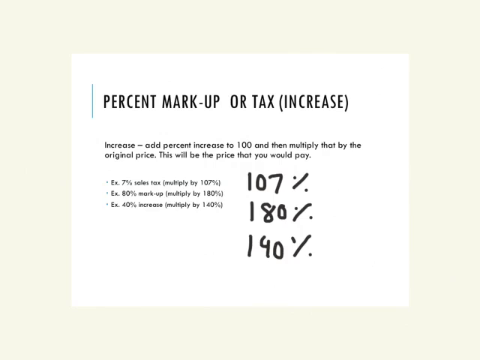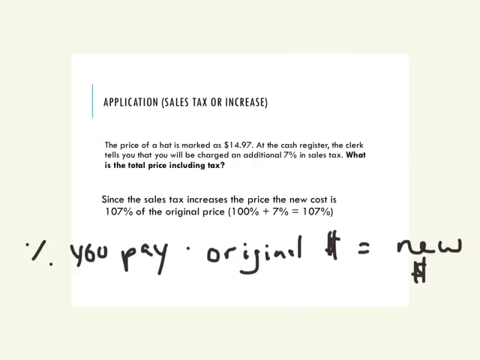So now we're going to work with application problems that are the opposite of discounts. Markups and taxes. That means the price is going to go up. All right, let's get into an application problem with a tax here. It says the price of a hat is marked as $14.97. At the cash register, the clerk tells you that you will be charged an additional 7% in sales tax, which is common for the state of Nebraska. What is the total price including tax?